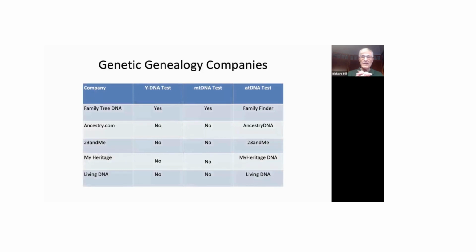Today, there are 5 major DNA testing companies, and I have listed them in the first column: Family Tree DNA, Ancestry.com, 23andMe, MyHeritage, and Living DNA. The next 3 columns are the 3 test types. So, as you can see, Family Tree DNA offers all 3 test types, and their autosomal DNA test is called Family Finder. The other testing companies only do autosomal DNA testing.